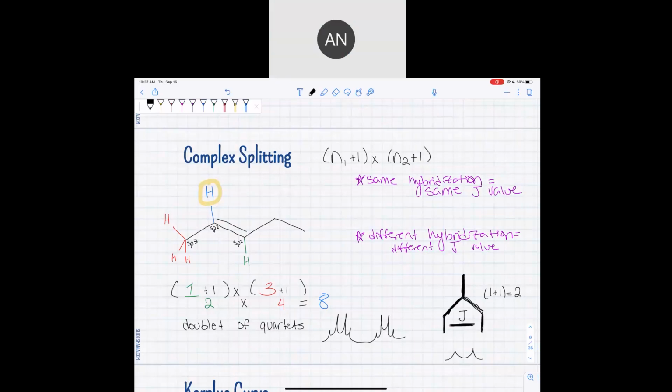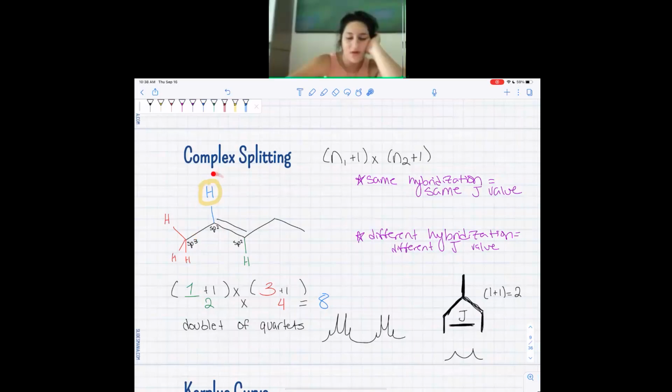I had a question. Would it be possible, if someone asked, to find the splitting pattern from an SP3 hydrogen to an SP2 hydrogen, like the one in this example? Would you be able to use N1 plus 1 times N2? We would have to use that, except it only has one neighbor. So you would just use N plus one at that point because there's nothing else to multiply.